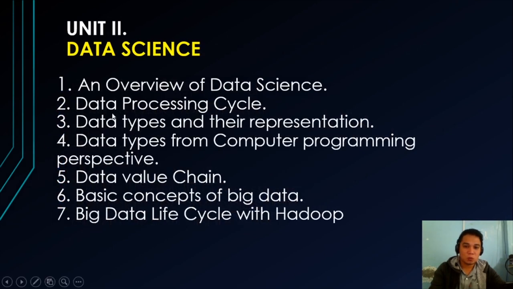Unit 2, the data science. I know everyone has an idea what data science is, or maybe you have only heard of it. Sir, what is data science? Of course, in this unit, we will be discussing the overview of data science. So, what is data, and information, and the data processing cycle.